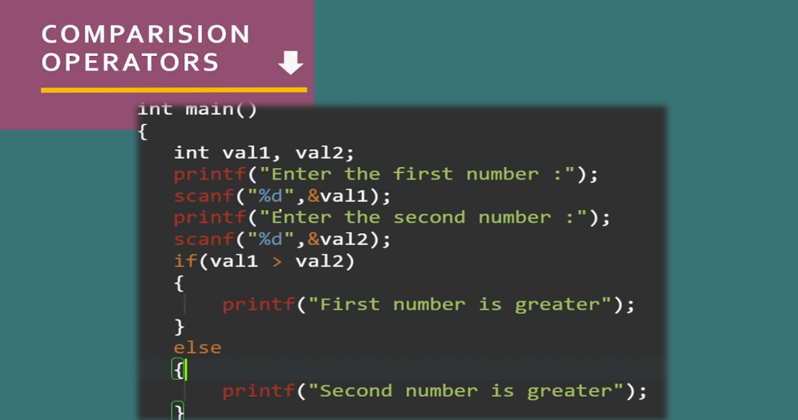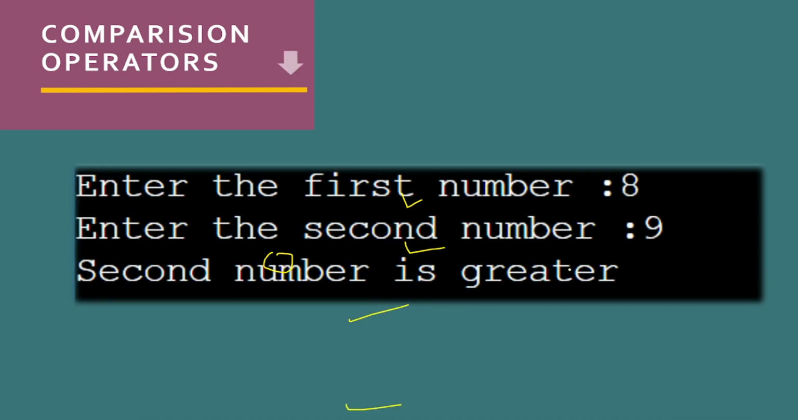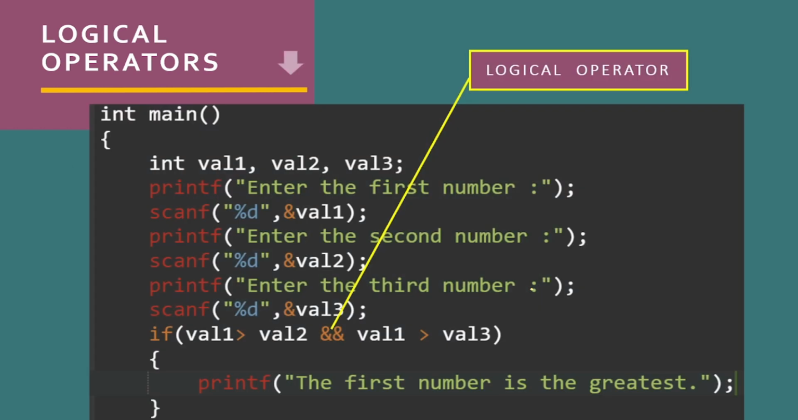Talking about the comparison operator. Here I have taken two numbers, val1 and val2, and then I'm comparing these two. If val1 is greater than val2, then I'm saying the first number is greater. But if by chance val1 is not greater than val2, then I'm saying the second number is greater. So this operator has been used to compare these two, and hence it is a comparison operator. Since I am entering 8 to val1 and 9 to val2, it is saying that the second number is greater.